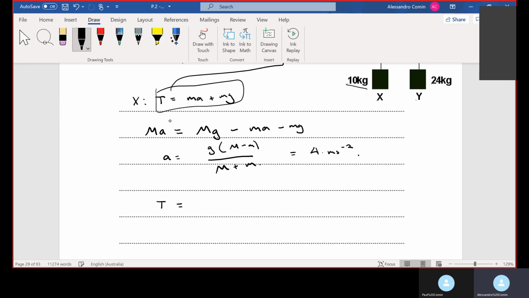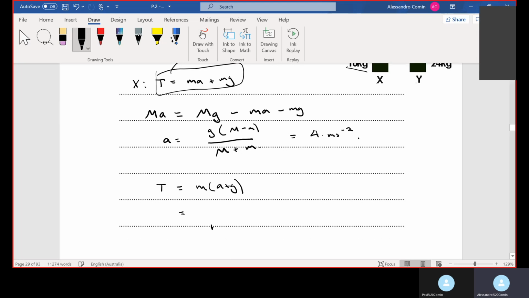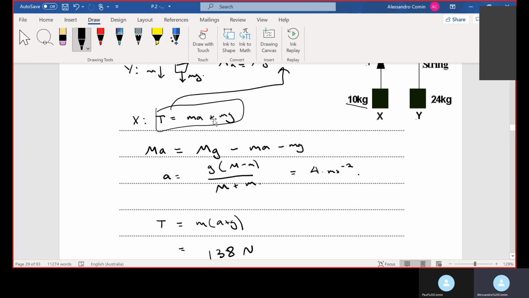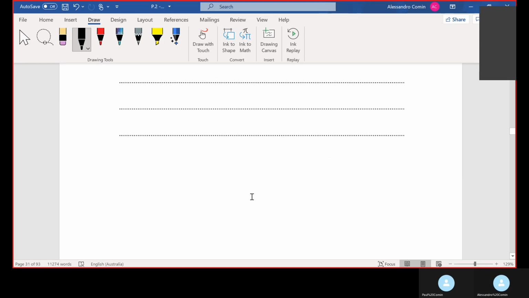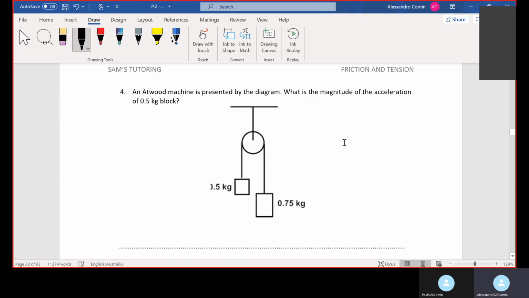So T is just m(a plus g), which is going to be 138 newtons. Because we've already kind of done the heavy lifting. When we rearranged for T to sub it in, we created an equation for T. So we can use that same equation to substitute for T. Question 4 is very similar.